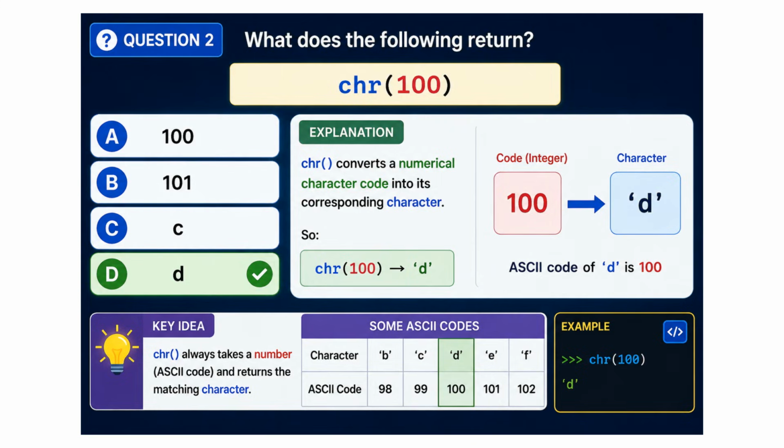The CHR function converts a numerical character code into its corresponding character. In ASCII, the decimal code 100 represents the lowercase letter d. So, CHR 100 returns D. Remember, CHR takes a number and gives us the corresponding character.